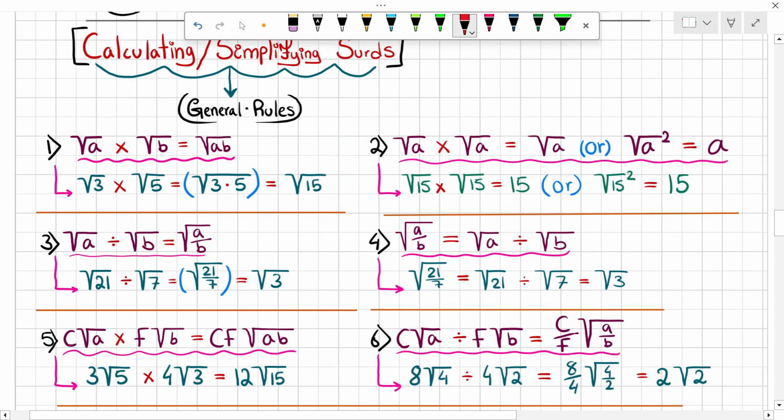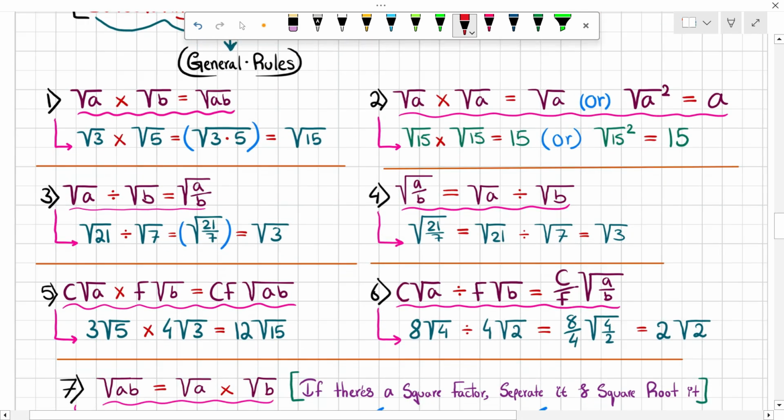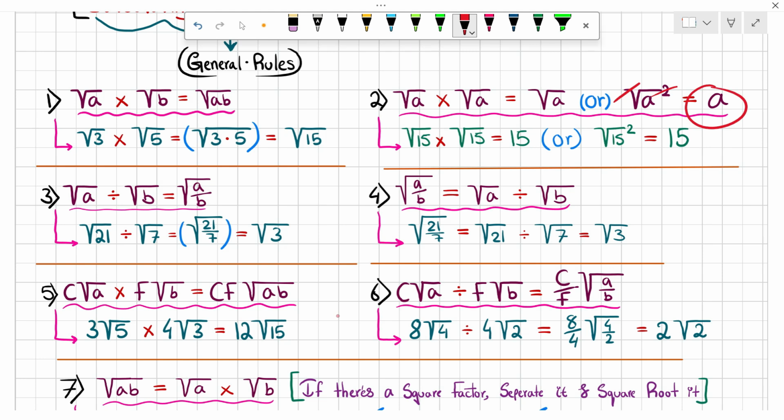How do you calculate or simplify surds? Here are the general rules. Square root of a times square root of b gives you square root of a times b. For example, root 3 times root 5 will give you root 3 times 5, which is root 15. Root of a times root of a is root of a squared, and root and squared cancel, so root of a times root of a is just a. Root of 15 times root of 15 is root of 15 squared. This cancels, you get 15.